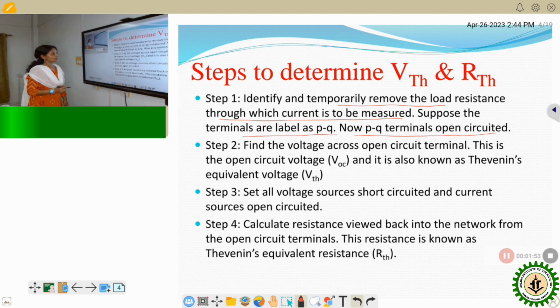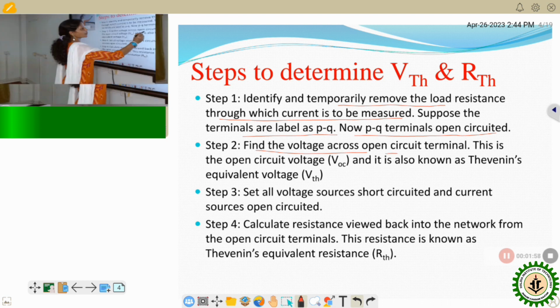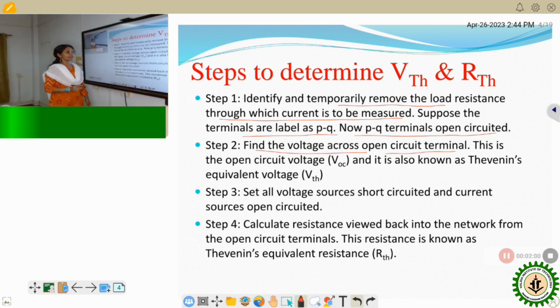Step 2. Find the voltage across the open circuit terminal, and this voltage is known as the open circuit voltage, that is VOC. This open circuit voltage VOC is also known as the Thevenin's equivalent voltage, that is VTH.